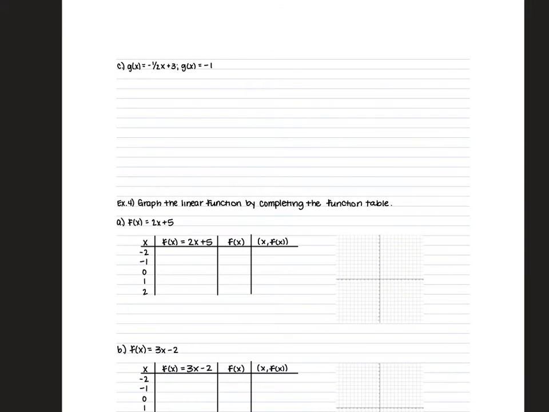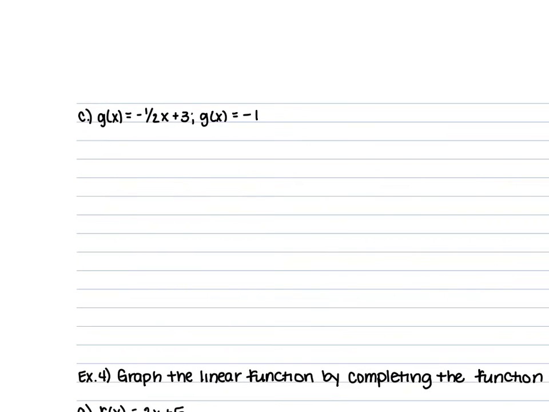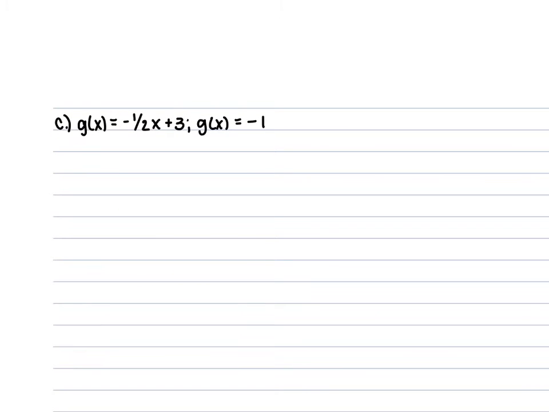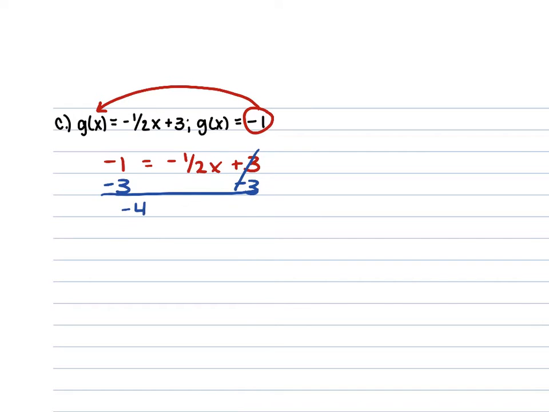So for C, we have g of x is equal to negative 1/2 x plus 3, and g of x is equal to negative 1. So again, we're going to plug that negative 1 in for g of x to give ourselves negative 1 is equal to negative 1/2 x plus 3. We subtract the 3 from each side, so that gives us negative 4 is equal to negative 1/2 x. We multiply each side by the reciprocal of that negative 1/2, which is just negative 2. So this gives us 8 is equal to x, so x is equal to 8.